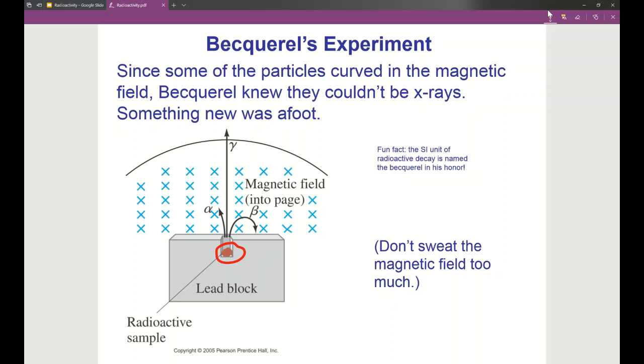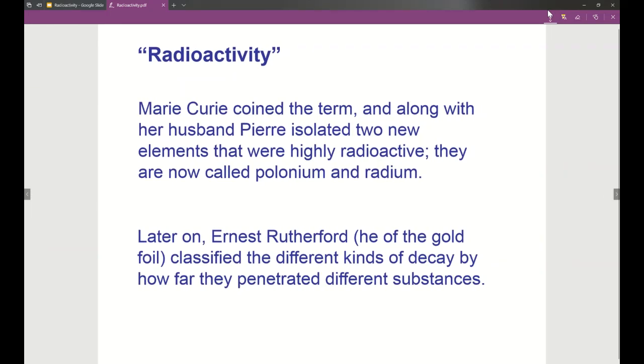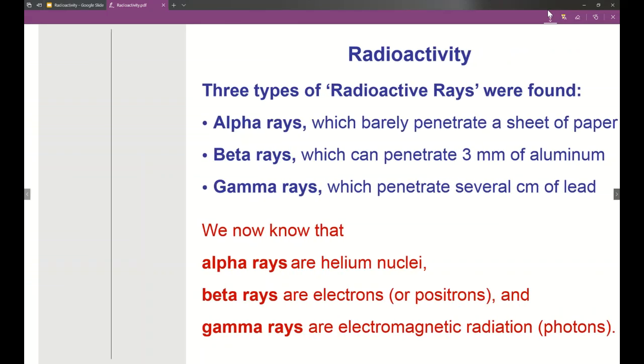So, of course, you can see these Greek letters here, and later on, Marie Curie, along with her husband Pierre, ended up isolating two elements that were highly radioactive, and they're now called polonium and radium. And Marie Curie was the one who coined the term radioactivity. Later on, Ernest Rutherford, he of the gold foil experiment that you might remember from last lesson, classified these different kinds of radioactive decay by how far they could penetrate several different substances.